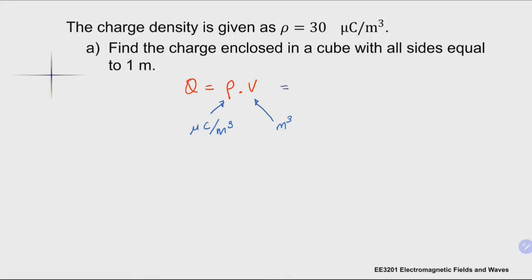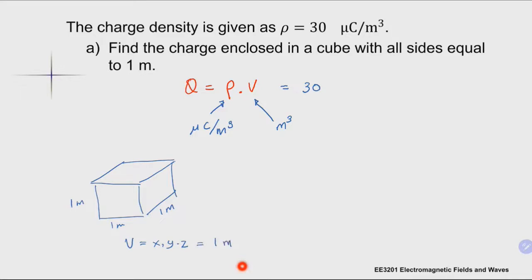So in this case here, the charge density is 30 microcoulombs per meter cubed, and for the volume of the cube, it is said that all sides are 1 meter. So our cube is 1 meter, and then 1 meter, and then 1 meter. To find the volume of this, we simply multiply x, y, and z. And this gives us 1 meter cubed.